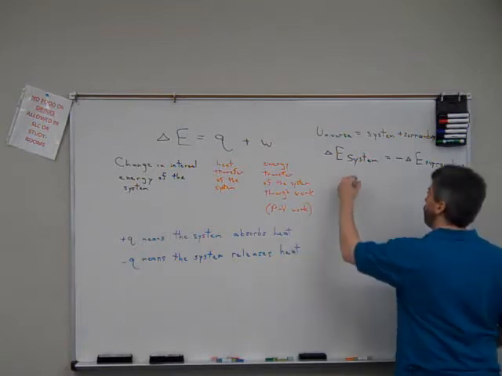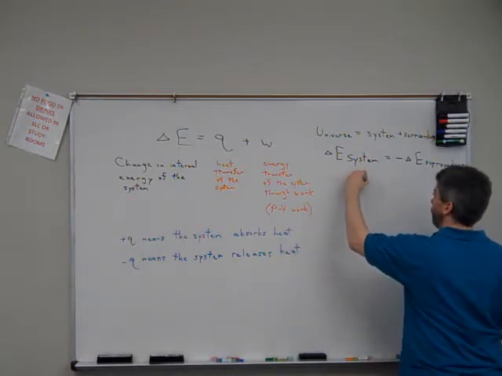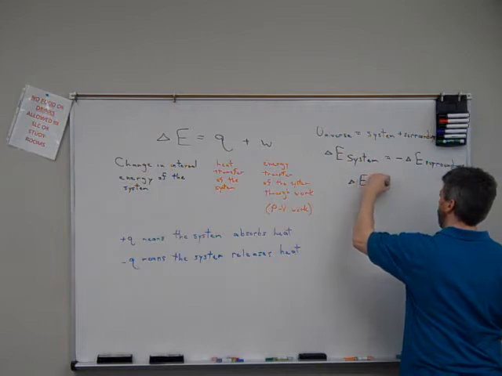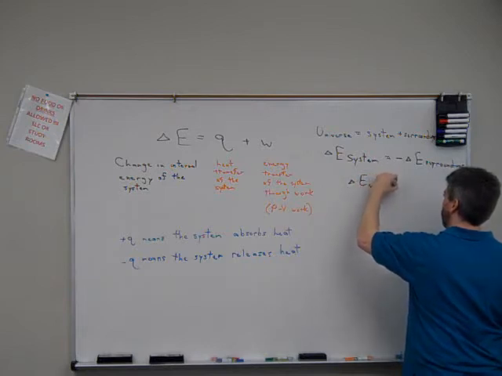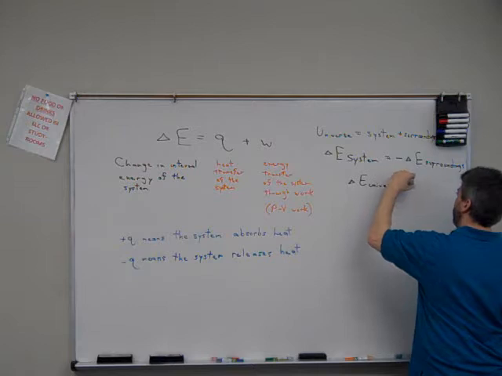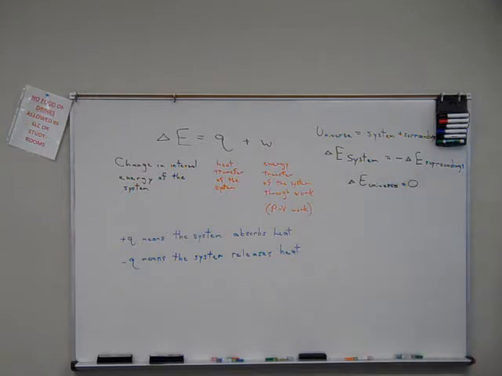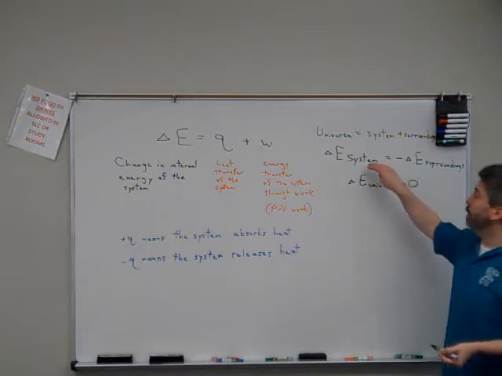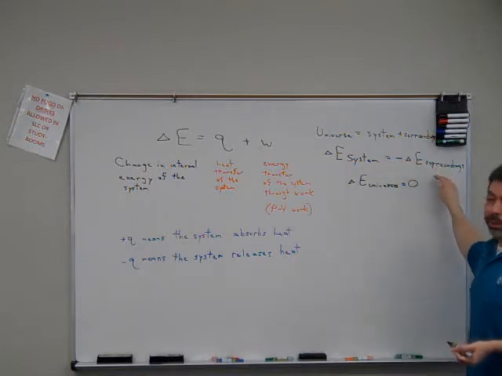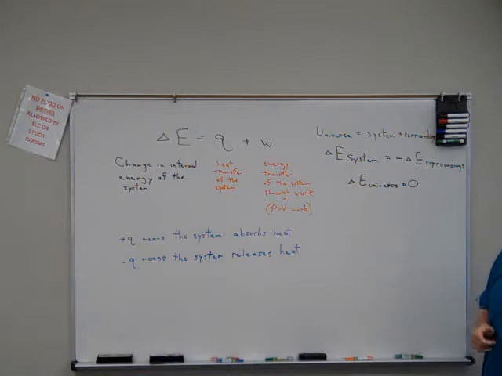Because the change in energy of the universe, as I've just mentioned, is always zero. Energy is neither created nor destroyed. And because of that, the change in energy of the system must be equal to the negative change in energy of the surroundings. Does that make sense?